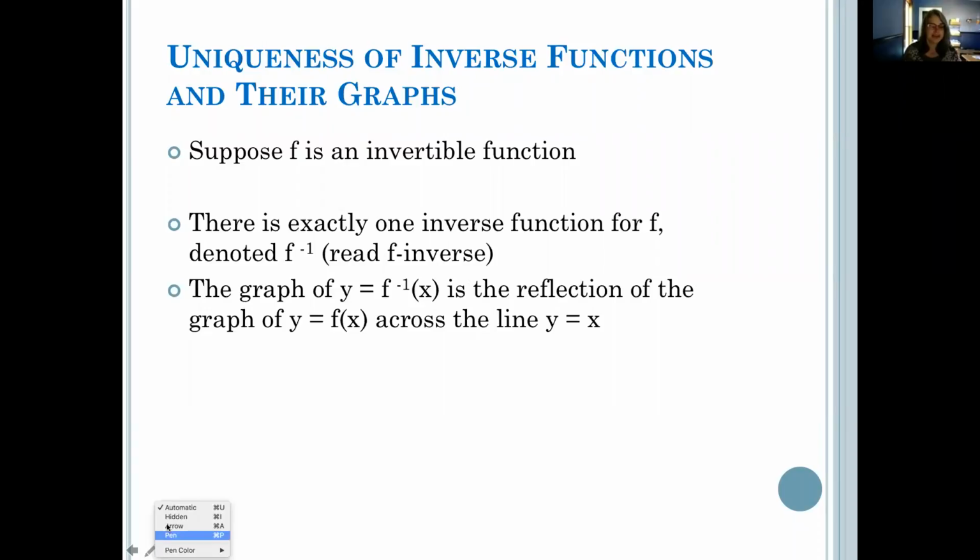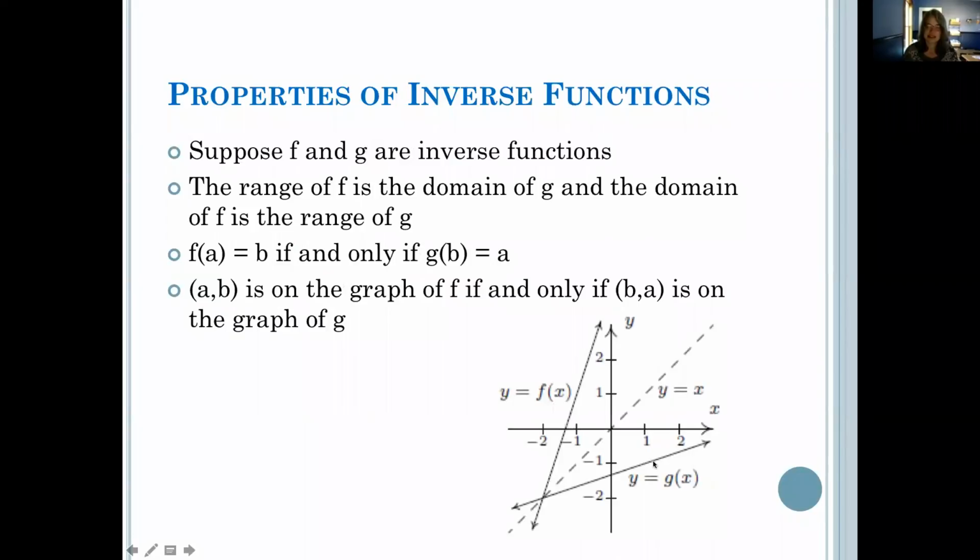We have to have a way to write this because math is a written language. We use a little negative one superscript to read inverse. So f to the negative one power does not say f to the negative one, this says f inverse. If we're looking at the graph of y equals f inverse, that's the reflection of y equals f. So if this vertical line on the left describes y equals f of x, this mirrored line that we've labeled g can also be labeled as y equals f inverse of x.